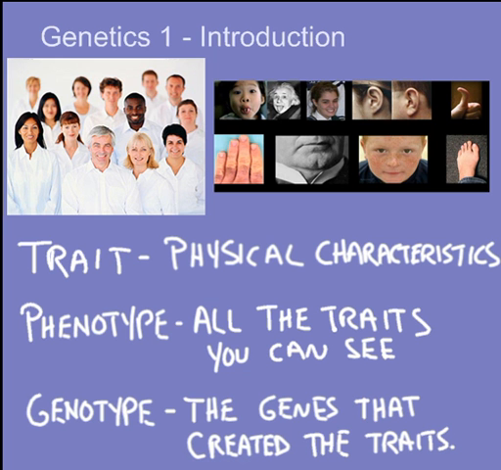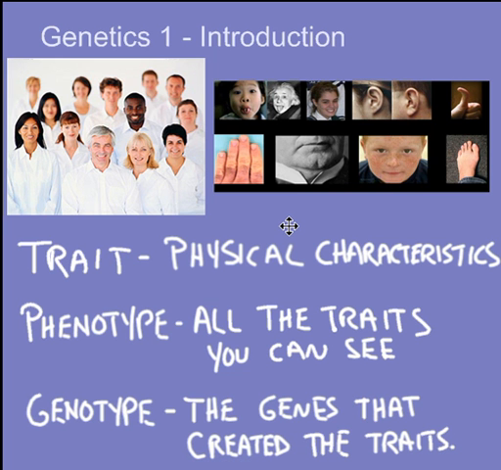Now we need to know the vocabulary words phenotype and genotype. Phenotypes are all the traits that we can see in these people. Genotype are the genes that created those traits. You cannot see genes. You can only see the traits that are being created by those genes.